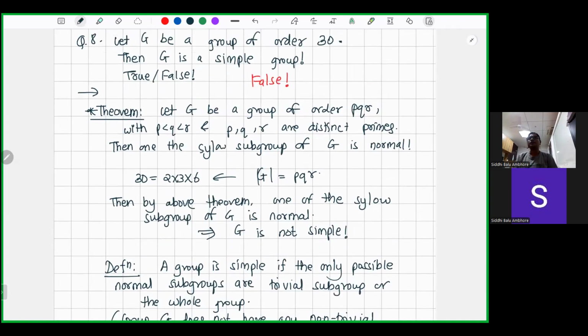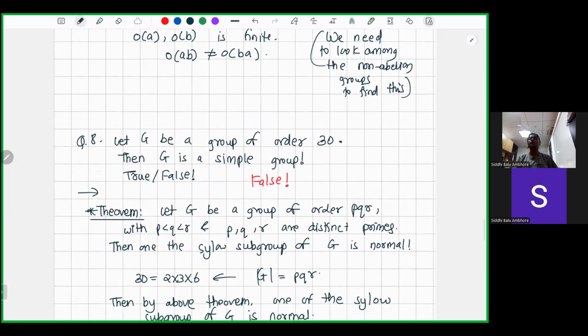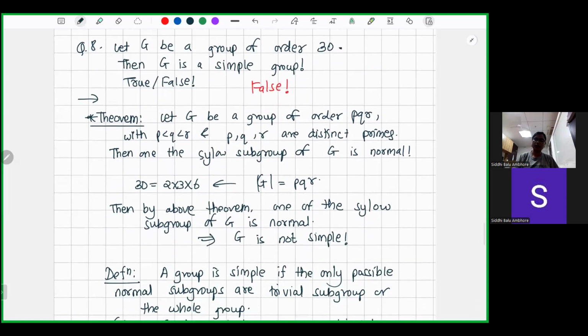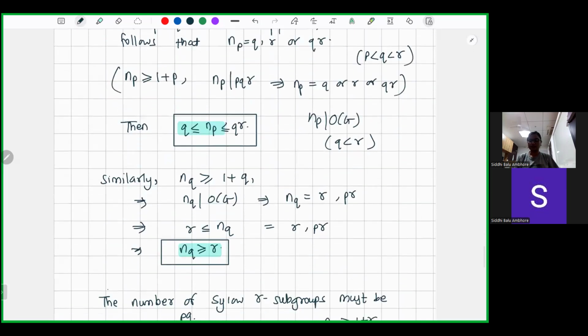So the answer is false: a group of order 30 will always have a non-trivial normal subgroup in it. And not just 30, you can do this with any group of order PQR. This is a really important theorem you can keep in mind if you are giving an exam, because it is really handy. You do not have to check much if such questions are asked in the exam.